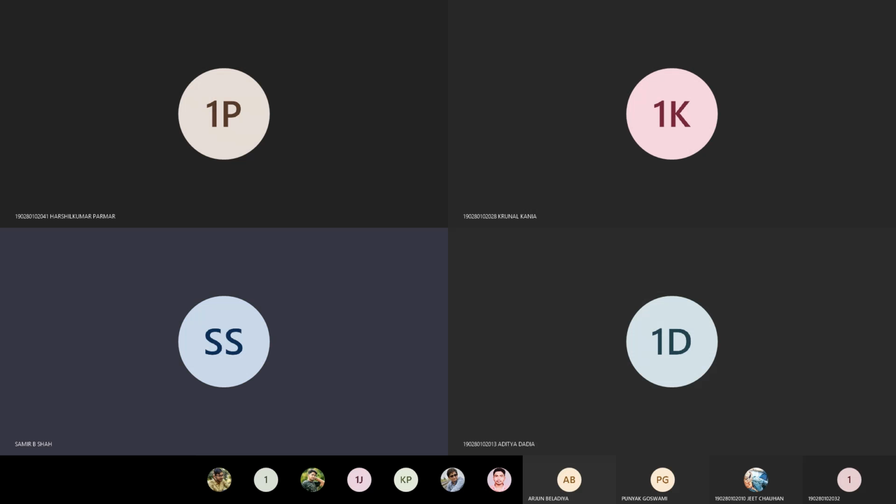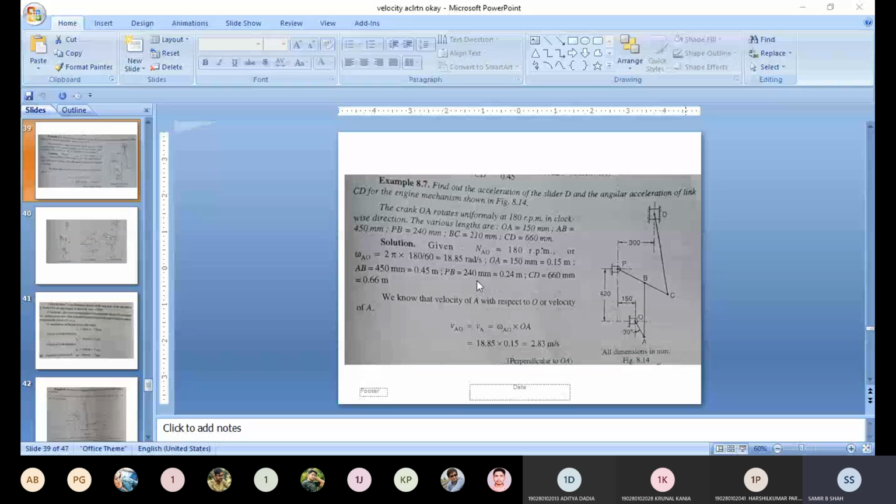In the previous lecture, we discussed the velocity diagram. As we know how to draw the velocity diagram, for that we completed the procedure where we take a scale, the speed is given to us, and based on the velocity and the space diagram, we find the velocity of AO, which is 2.83 meter per second.